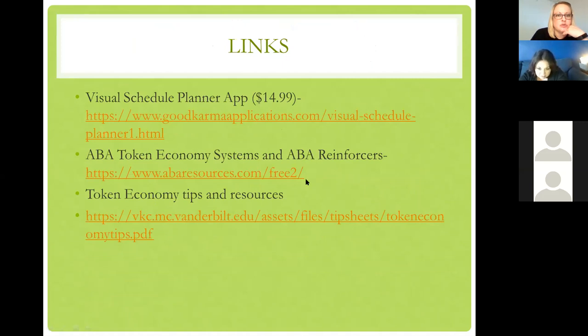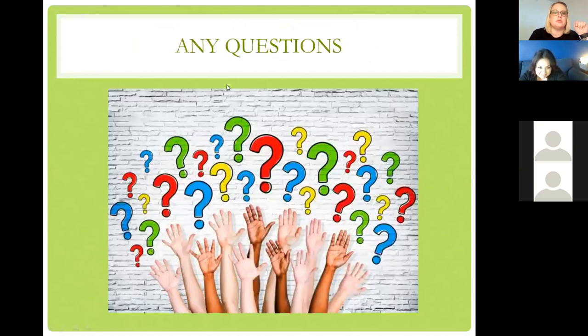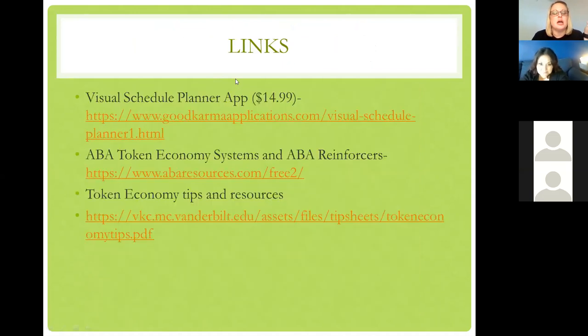I was just going to talk about the Visual Schedule Planner app first. Like we said before, it is $14.99, but there are a lot of different things that you're able to do with that. And I know Felina had looked up the other token economy ones.